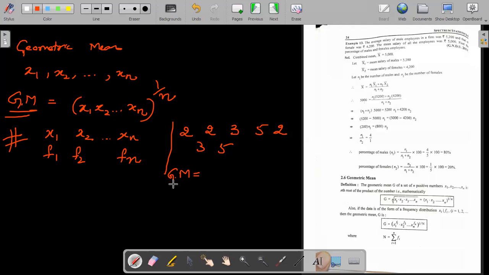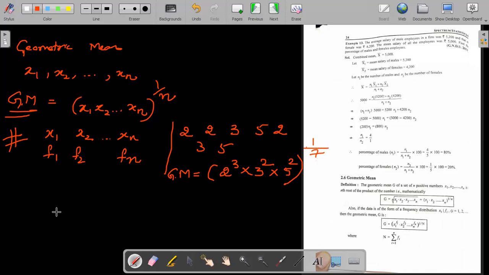Geometric mean is the product of all the entries. So if you see, when you multiply, 2 will come 3 times, 3 will come 2 times, and 5 will come 2 times. Then to the power 1 by n, where n means the total number of entries. Here if you see 1, 2, 3, 4, 5, 6, 7, there are a total of 7 entries. Beta, yes?